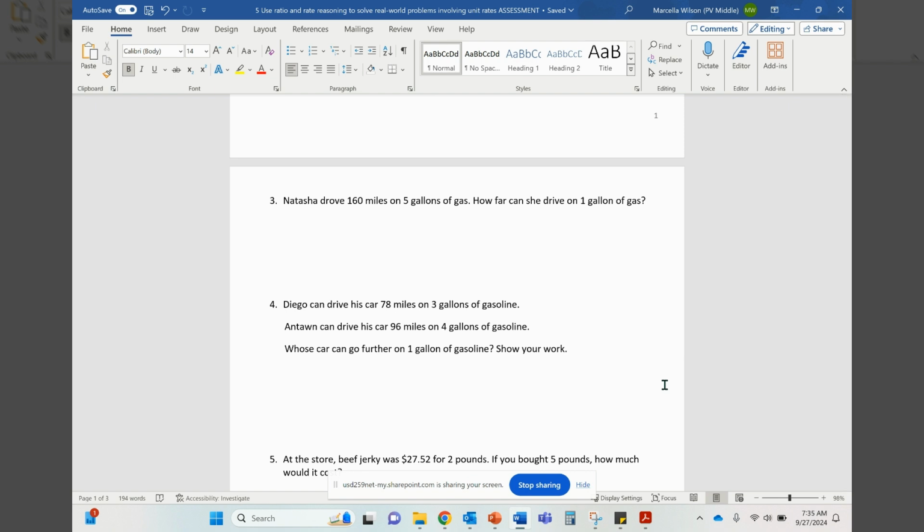Number 3, Natasha drove 160 miles on 5 gallons of gas. How far can she drive on 1 gallon of gas? Okay, so once again, you set up your proportion. It's going to be something over something to find out how far she can drive on 1 gallon of gas.